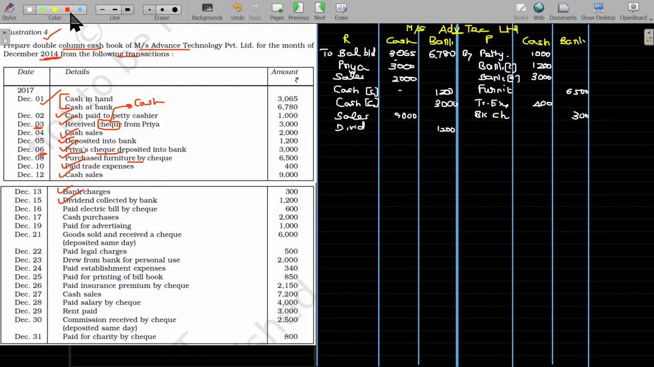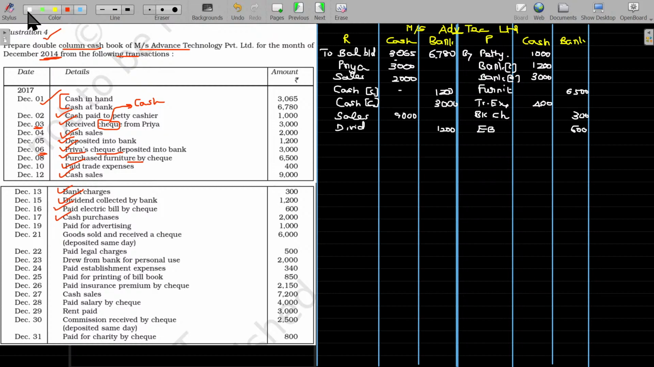Paid electric bill. Paid electric bill by check. In the payment side, EB. The payment for that, 600 rupees, being by check. So, I will put the value here, 600.